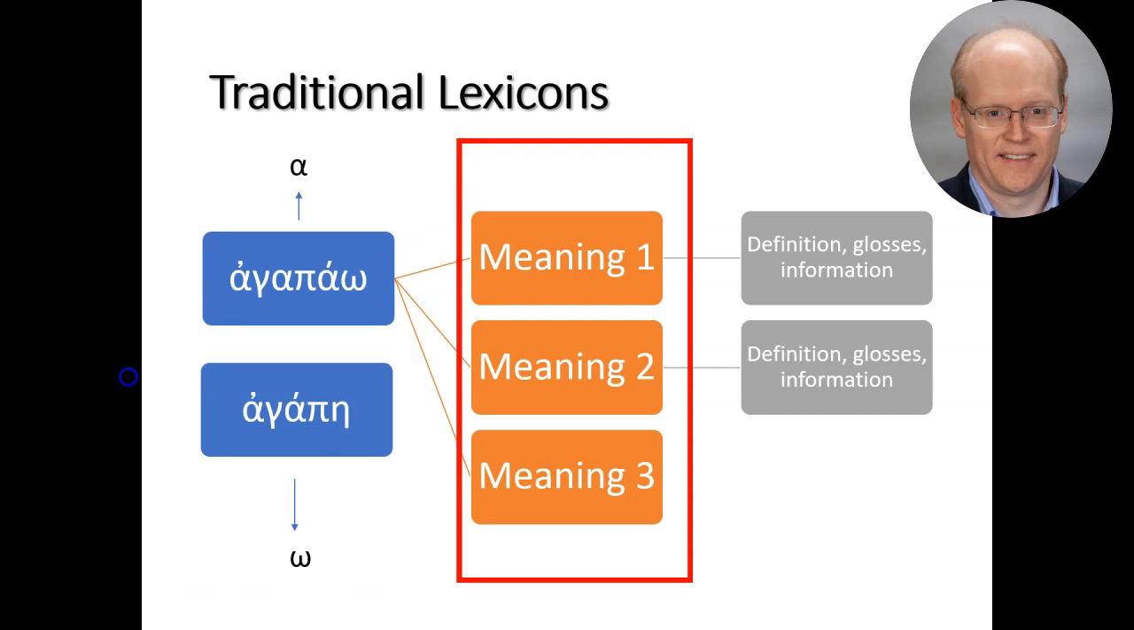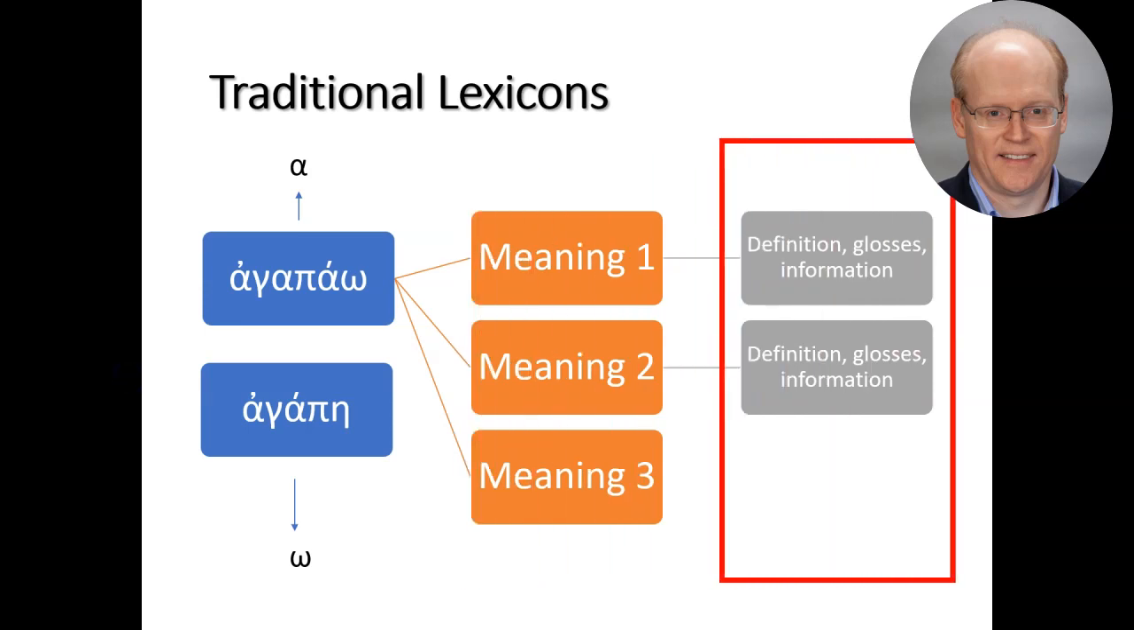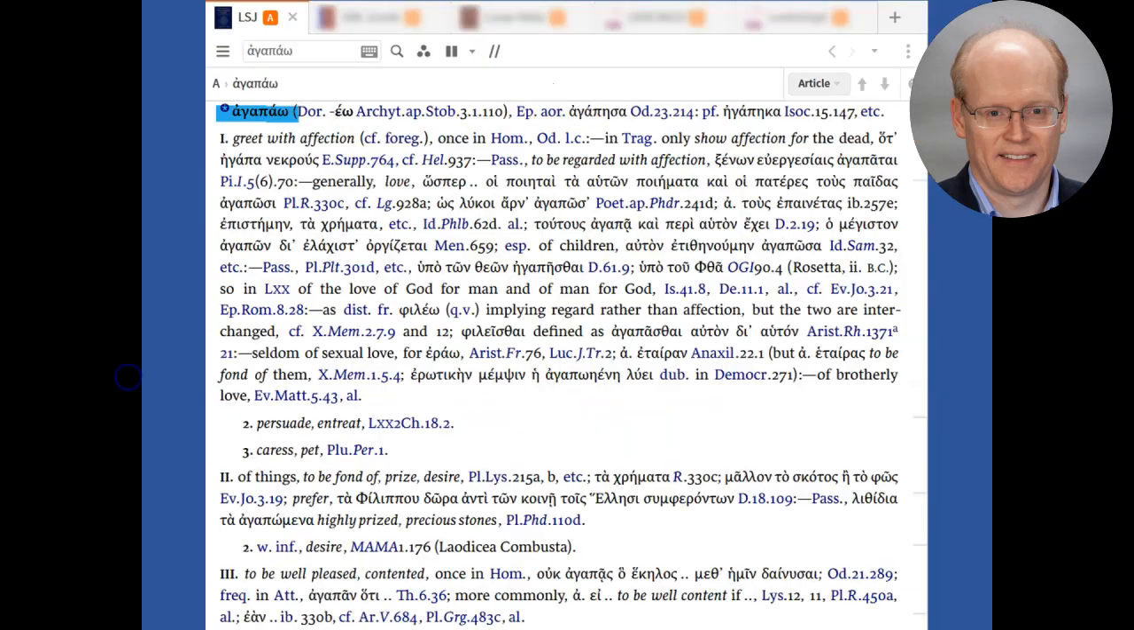Meanings 1, 2, and 3. And under each meaning, the lexicon provides a definition, glosses, and additional information. Let me give you an example of that. So here is the Liddell Scott lexicon. In blue is the lemma. In orange are the senses: to greet with affection, of things to be fond of, prize, or desire, and 3, to be well pleased or contented.